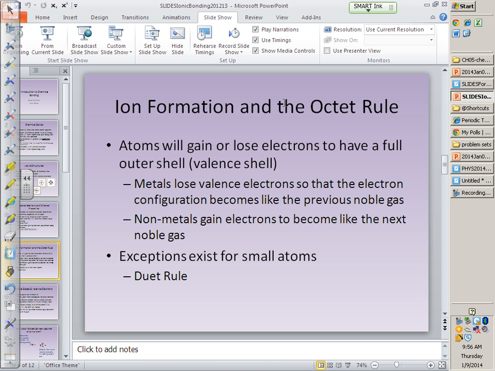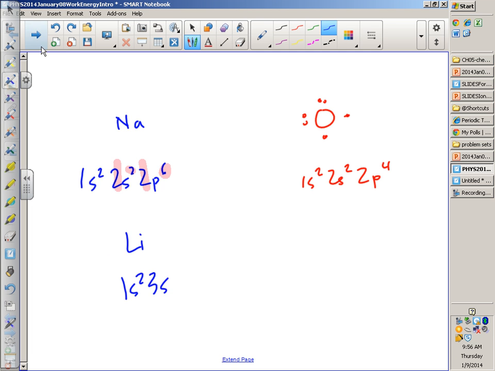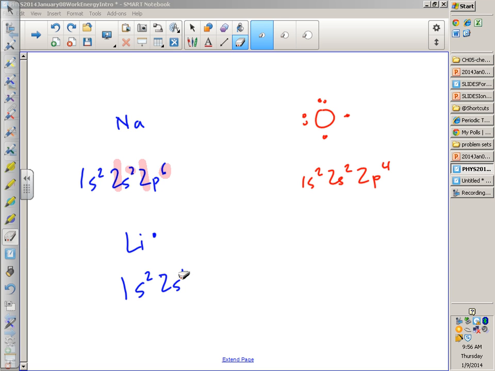For example, if we look at lithium, lithium only has 3 electrons. So it looks like this, and it has 1 valence electron. Where is lithium on the periodic table? Is it a metal or a non-metal? It's a metal. It's way on the left-hand side. So what's it going to do with valence electrons? Lose them. So it's going to lose this electron, and now it only has these 2.